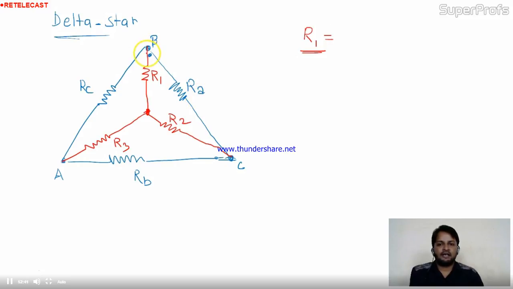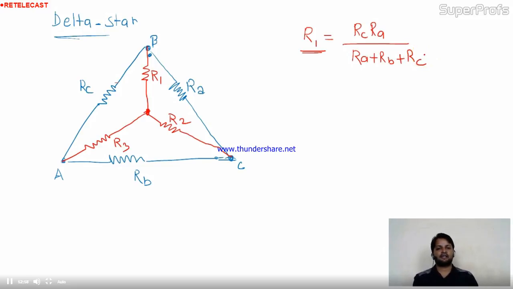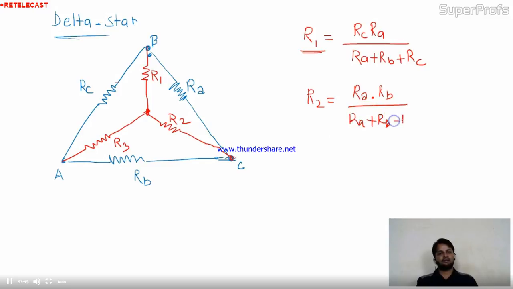So R1 is here. R1 is connected with RC and RA directly. So this is RC RA divided by summation of RA plus RB plus RC. Very simple. Is it okay? Come to the R2. This R2 is connected with RA and RB with a dot. So I'll give a dot here like this. It's a technique to remember, okay? And divided by RA plus RB plus RC. Simple.